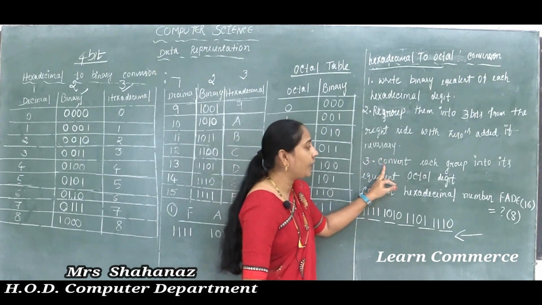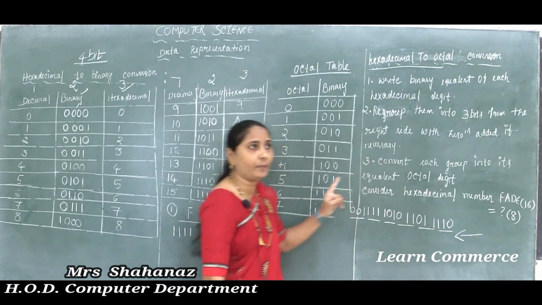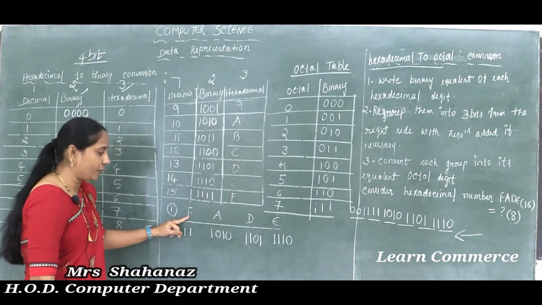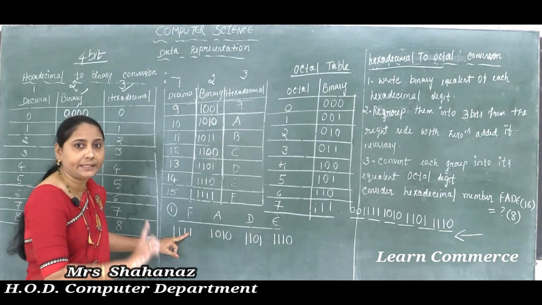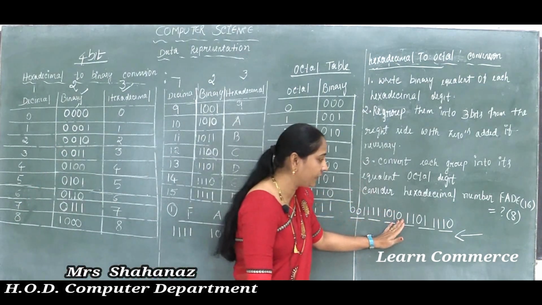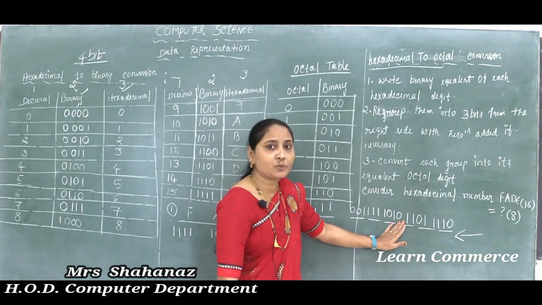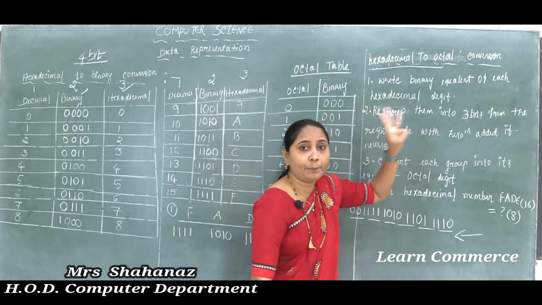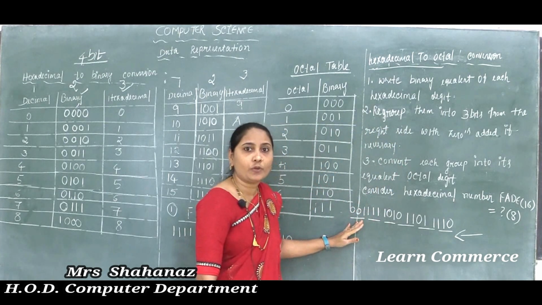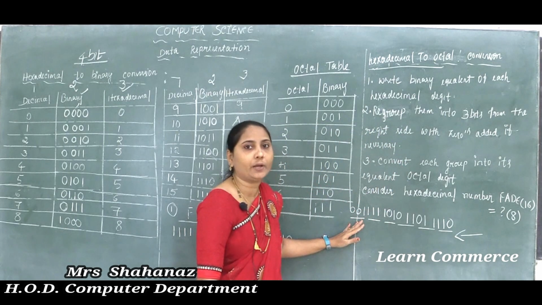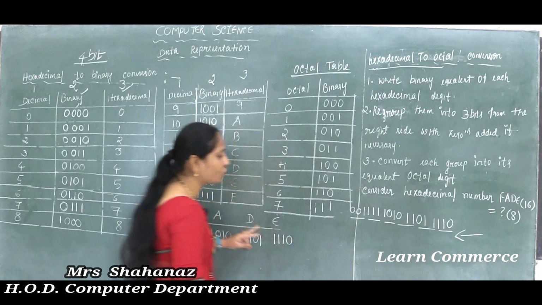The third step: convert each group into its equivalent octal digit. Is it understood? First of all, what have I done? In the first step I converted FADE depending on the binary equivalent, using the value for F, A, D, E, and the same value I completed here. After completing step 1, I went to step 2 and regrouped them into 3 bits. How did I start? I started from the right side, and if you want to add any zero just to complete a grouping of 3 bits, I added 2 zeros here. Now I am going to write the answer.